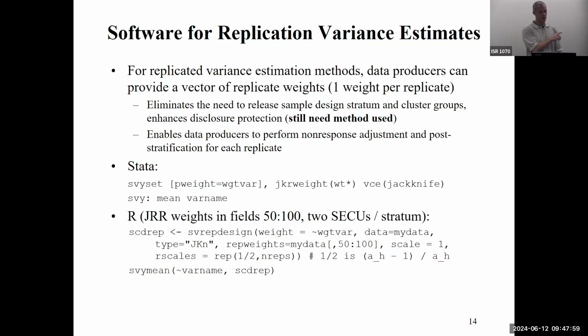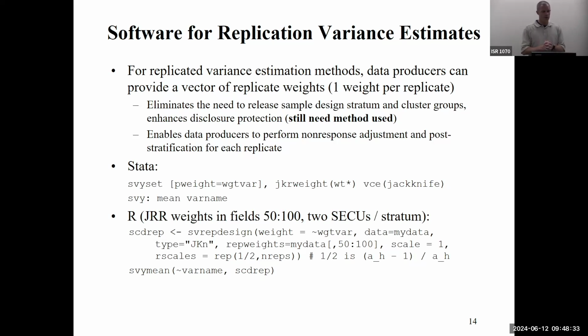The data producer doesn't want to just give you 50 replicate weights and say go. You have to know, was the jackknife used? Was BRR used? Was bootstrapping used? That's a required input to the different software because slightly different formulas exist for calculating the variance depending on the way the replicates were formed. So that's still essential information. And again, the data producer usually will also perform non-response adjustment and post-stratification for each of the different replicates to make sure that the individual replicate weights mirror the population.